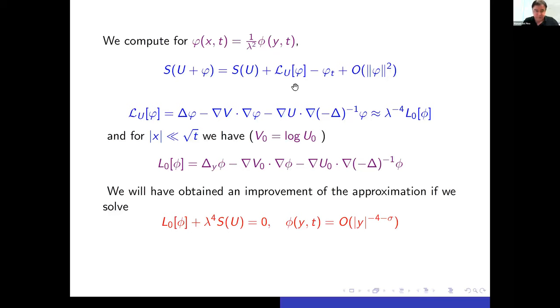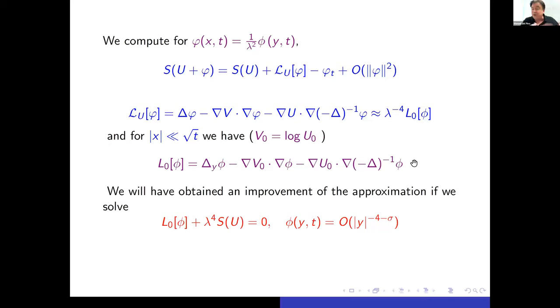Let me mention that this L of phi can be exactly transformed to this quantity, L to the minus 4 of L0 of phi, at least when x is much less than square root of t. In fact, this L0 phi is a non-local elliptic operator, and the non-locality is reflected by the inverse Laplacian here. In reality, it is hiding a fourth order operator.